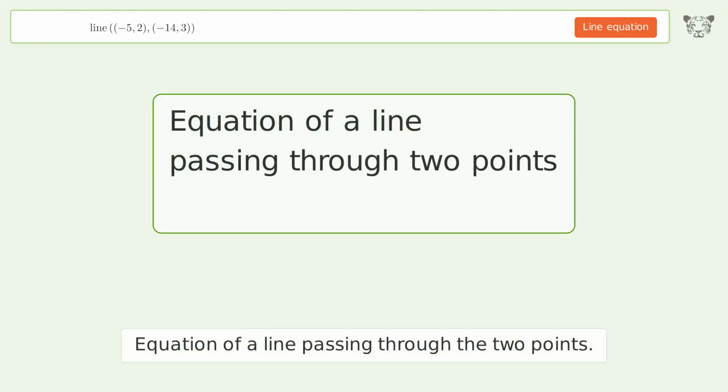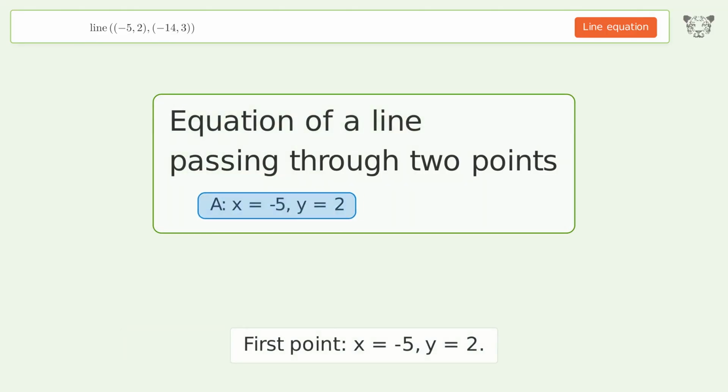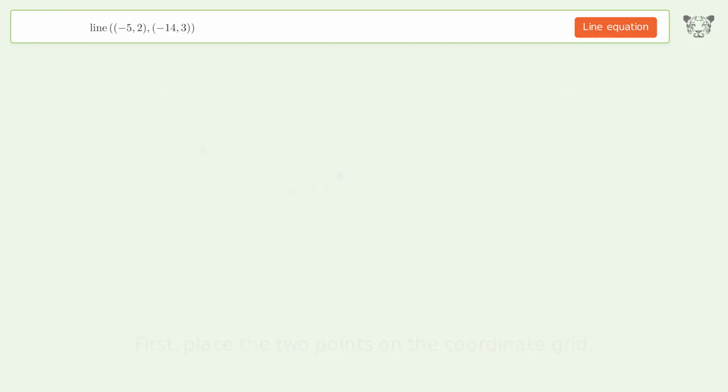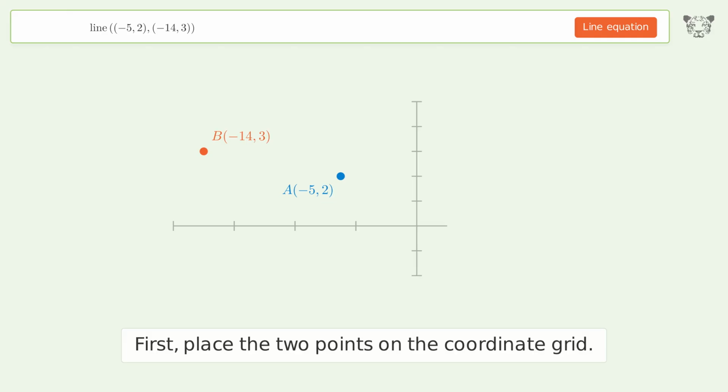Equation of a line passing through 2 points. The first point has x equals -5, and y equals 2. The second point has x equals -14, and y equals 3. First, place the 2 points on the coordinate grid.